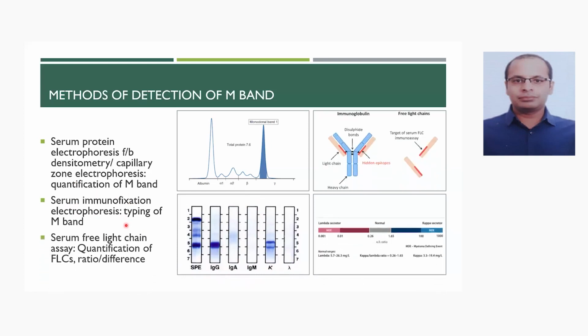For the last decade or so, the new test which is done for these is the free light chain assay, where you measure the ratio of these kappa and lambda light chains in the peripheral blood. So for a normal person, this ratio is 0.26 to 1.65. If it is low or high, either lambda is being produced or kappa is being produced. So if it is abnormal, that is when you suspect a monoclonal gammopathy.